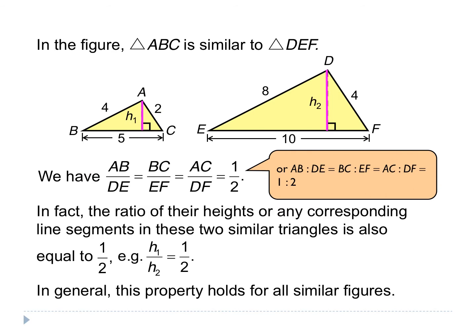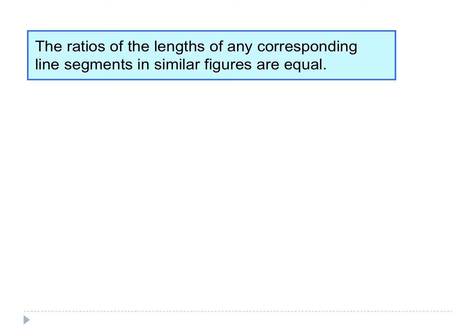In fact, the ratio of their heights or any corresponding line segments would also be equal to 1 over 2. That means h1 over h2 is also 1 over 2 here. So this property holds for all similar figures, which means that the ratios of the lengths of any corresponding line segments in similar figures are equal.